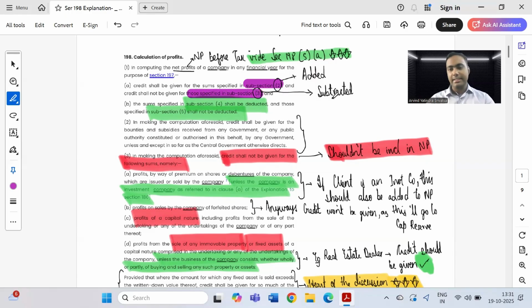So basically they are saying that we have to give credit for sums specified in sub-section 2, and we should not be giving credit for items specified in sub-section 3. That is what they are saying.